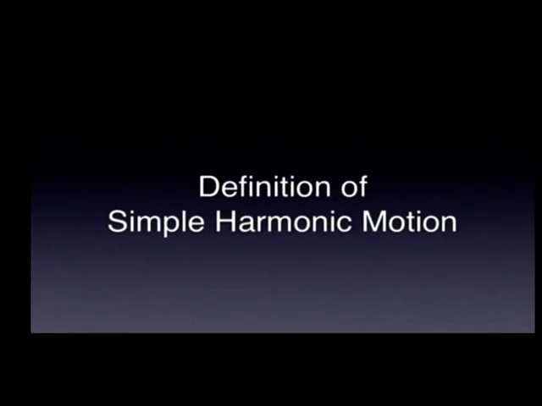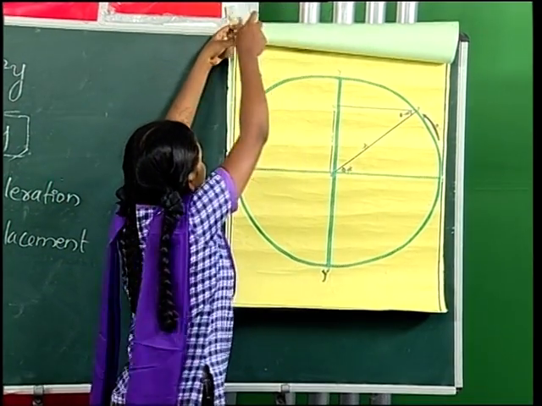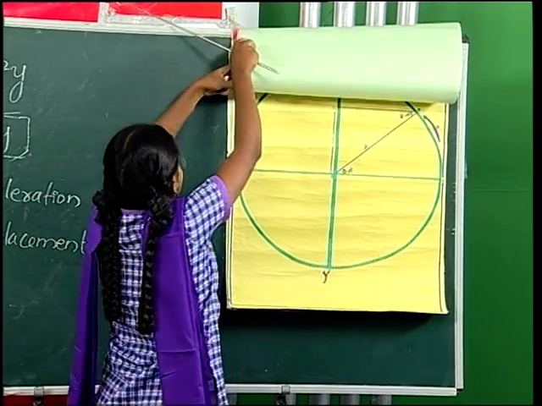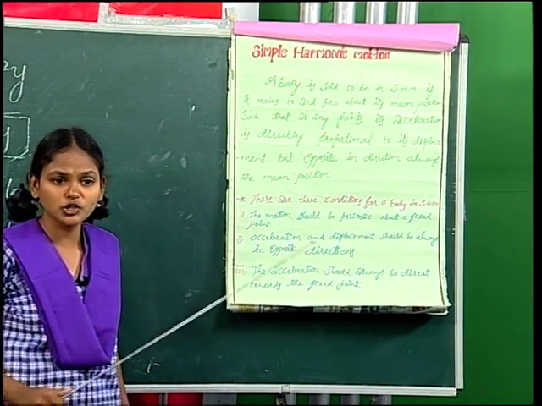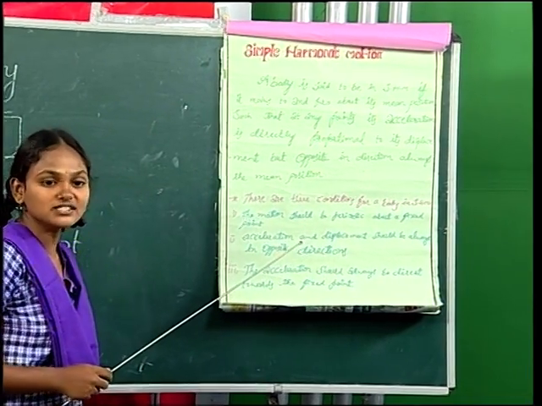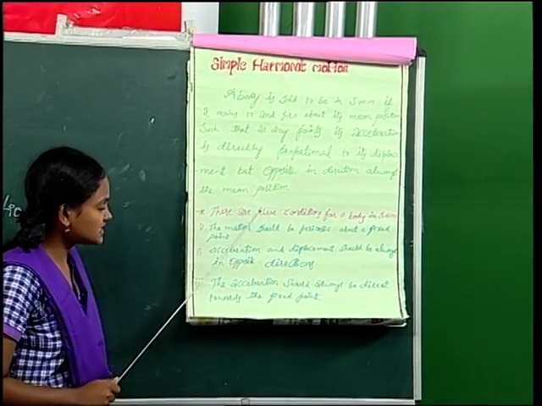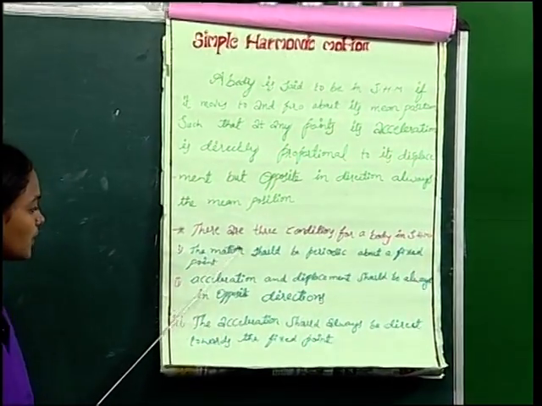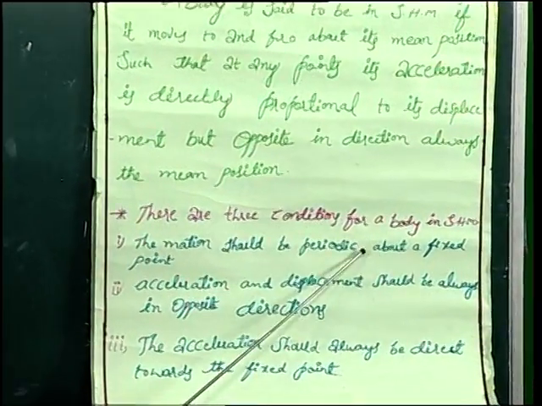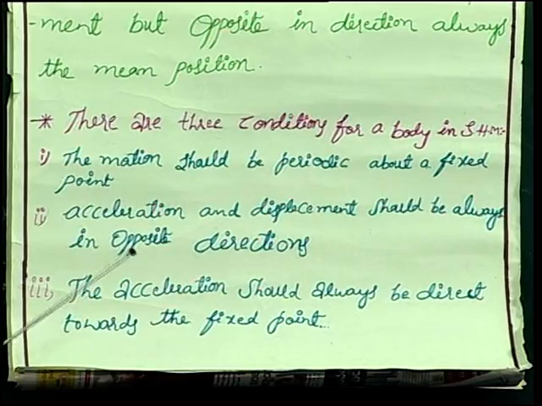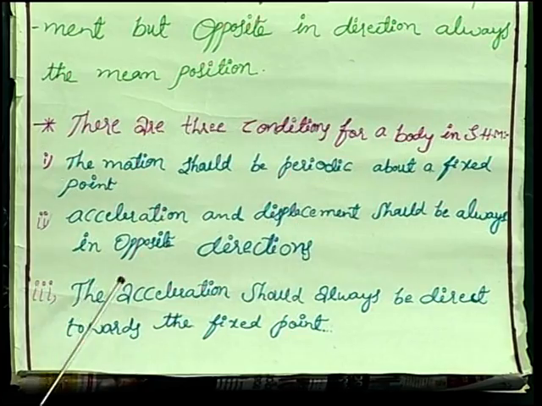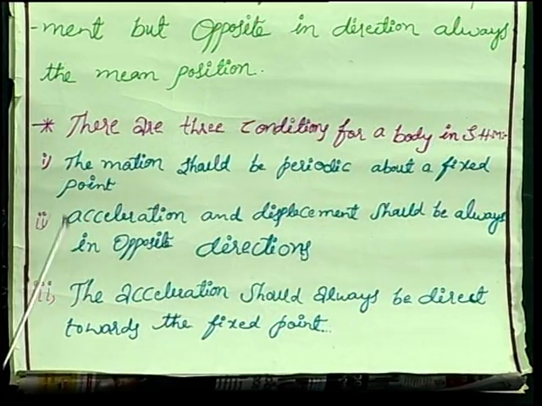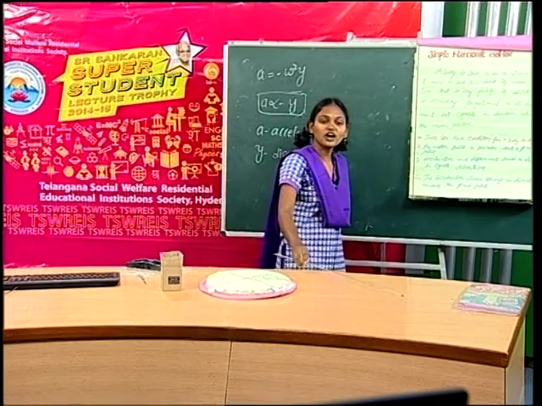So all of these are periodic motions, but not all periodic motions are simple harmonic motions. There are three conditions for a body to be in simple harmonic motion. The motion should be periodic about a fixed point, the acceleration and displacement should always be in opposite directions, and the acceleration should always be directed towards the fixed point. These are the three conditions.